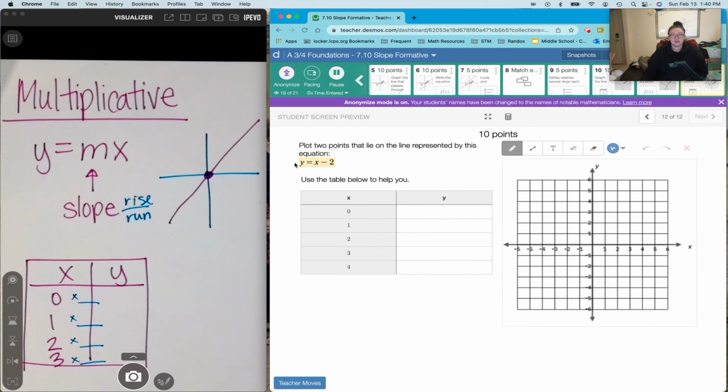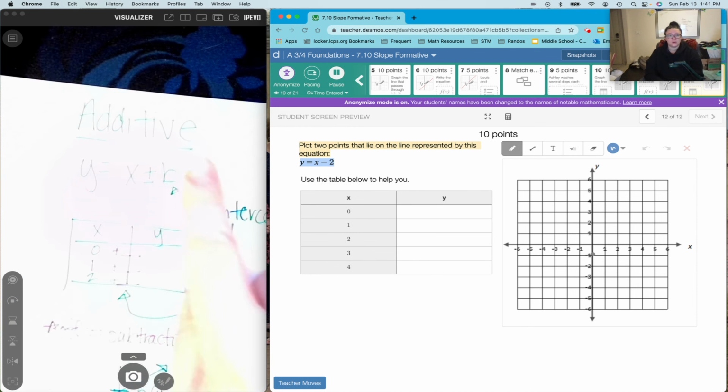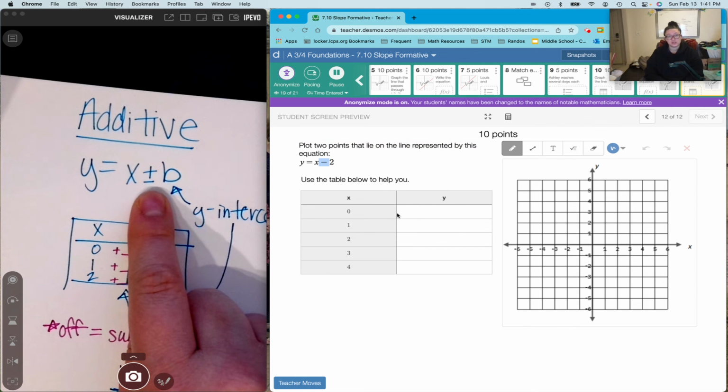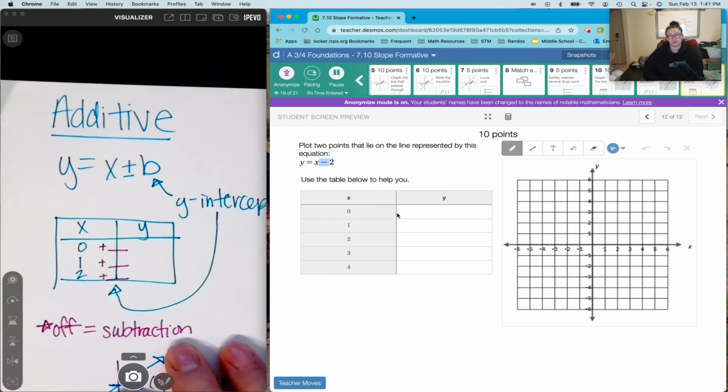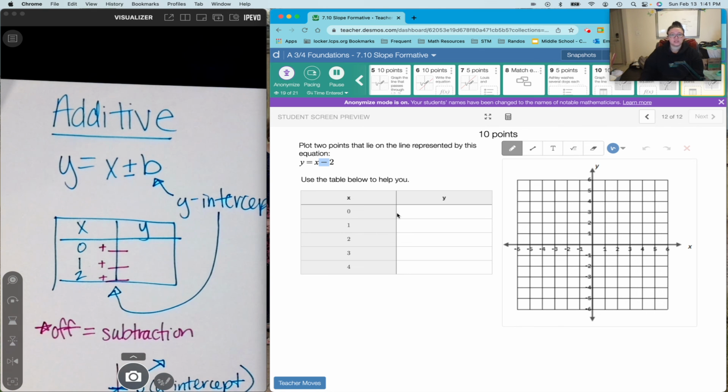And then my last one, they give me the equation. I need to plot 2 points that lie on the line represented by that equation. So what that means is I need to put this graph, or that line, on here. So is this a multiplicative graph, or is this an additive graph? Even though it has a subtraction sign, remember, subtraction is part of the additive relationship. It just means that my b, my y-intercept, is going to be -2.